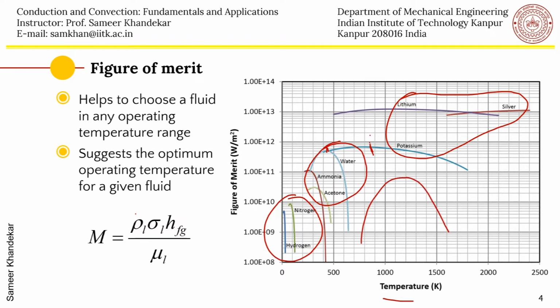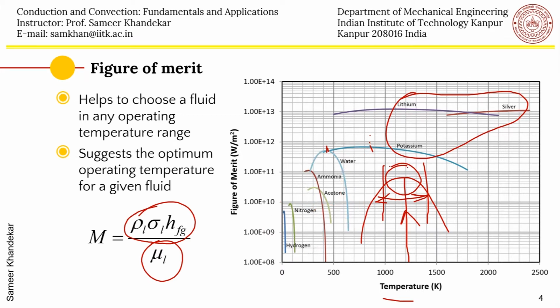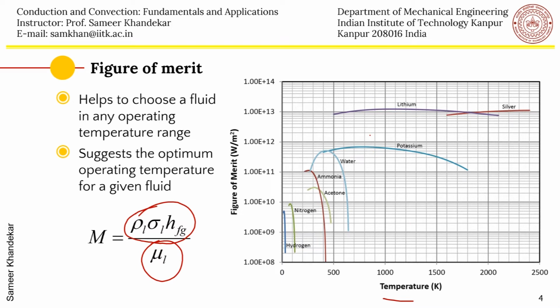that means the maximization of the numerator and the minimization of the mu L, will take place at a certain temperature range, and this is a sort of good operating range for a particular fluid. So for example, water, as you go beyond 550 Kelvin or so, the figure of merit drops drastically. I will clean it up so that you can see it clearly. Similarly, ammonia, the maxima comes somewhere here, at about 350 Kelvin or so, and so on. For lithium, the maxima usually comes somewhere at about 1200 K. So in this way, you can get a feeling of which fluid to be used.